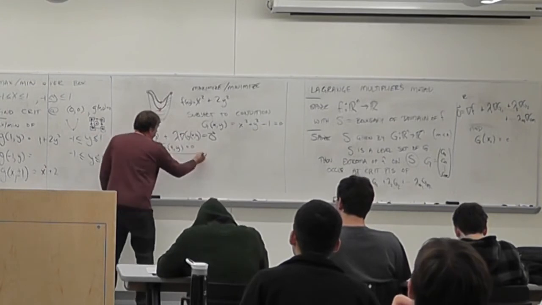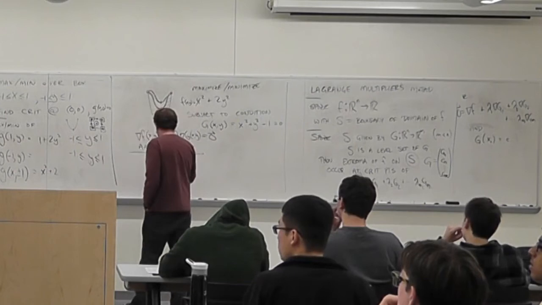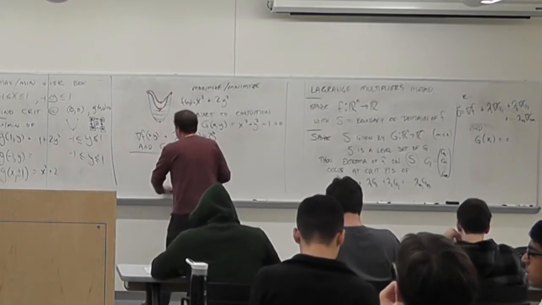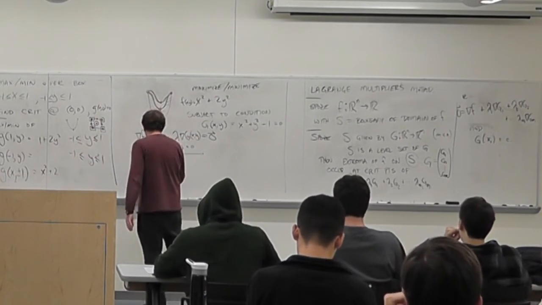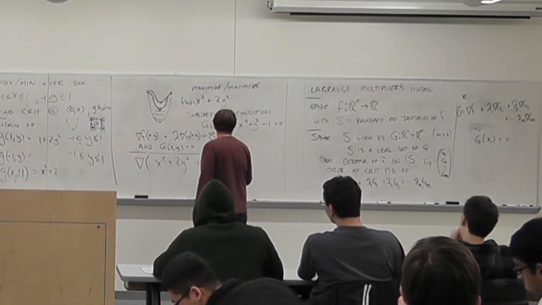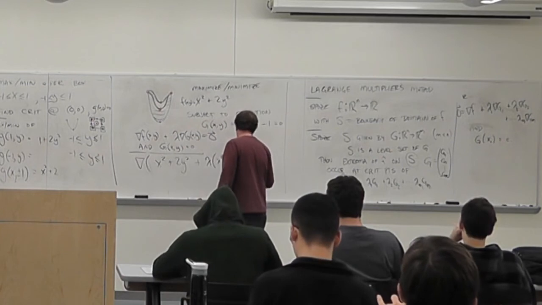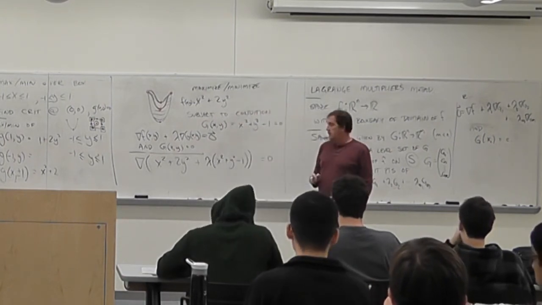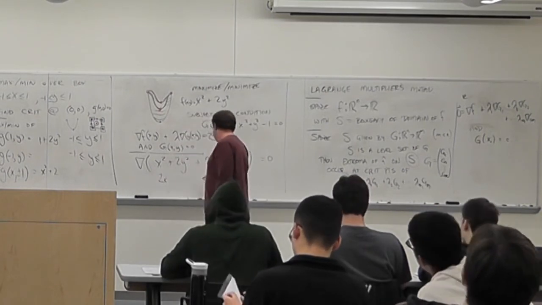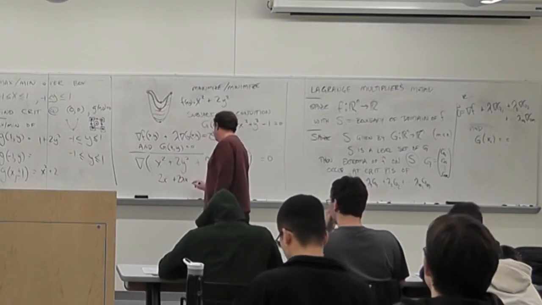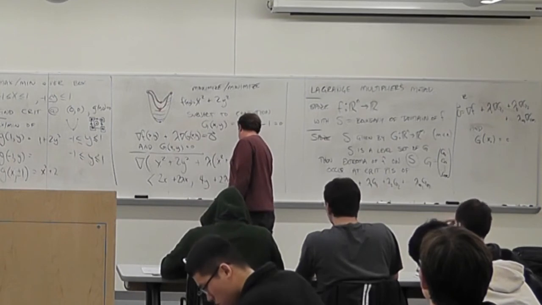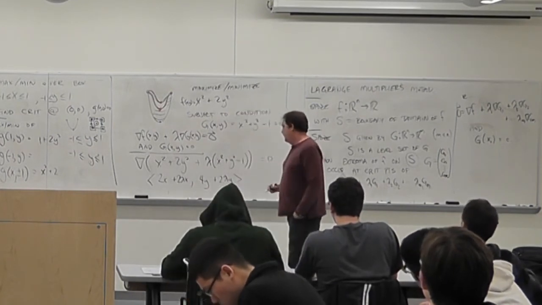So in this case, my Lagrange function that I want is the gradient of f. What I want to do is take the gradient of x squared plus 2y squared plus lambda times (x squared plus y squared minus 1). I want to take that gradient and set it to 0. So I have three variables here, x, y, and lambda. The gradient here is easy. This is 2x plus 2 lambda x. That's my first component. My second component is 4y plus 2 lambda y. And that has to be 0.